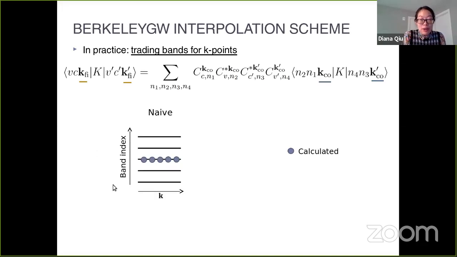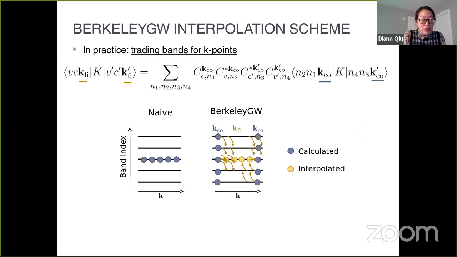So if we were to try to calculate the kernel matrix elements on a fine grid just from brute force, it would look something like this. We would explicitly calculate, for a small number of bands, a large number of k points. But we don't want to do that.